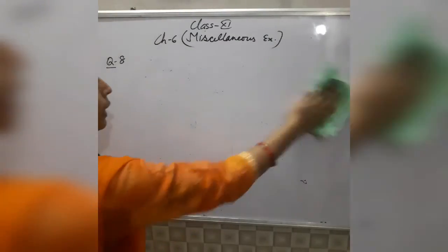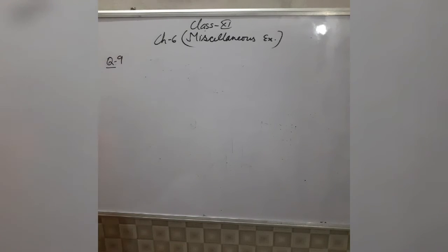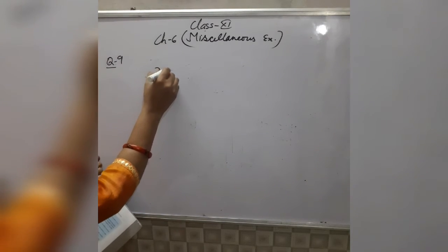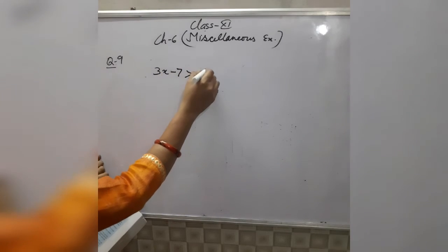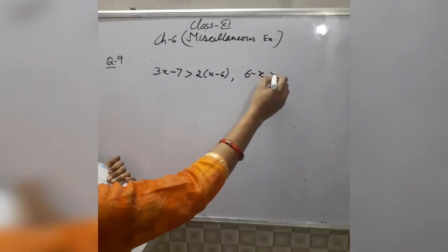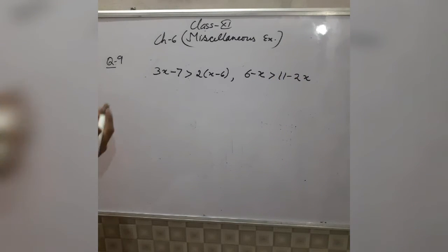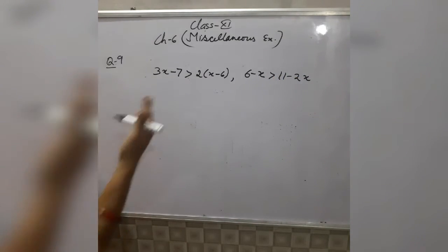Now see question number 9. In question number 9, the inequalities are 3x minus 7 greater than 2x minus 6, and the second inequality is 6 minus x greater than 11 minus 2x. These are also very simple inequalities given to you.